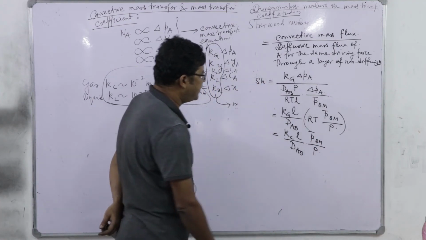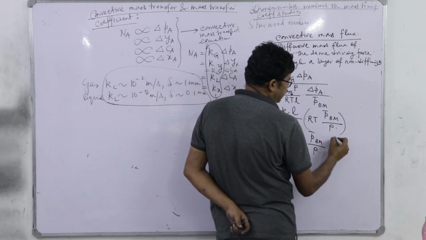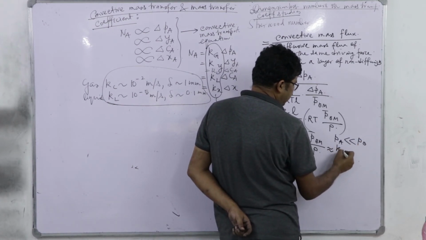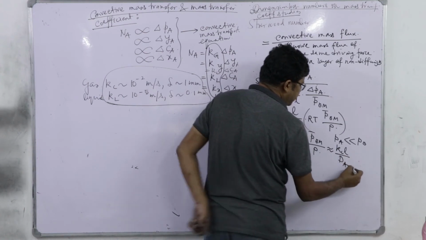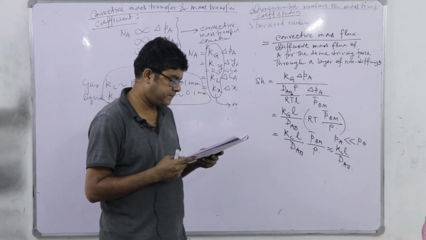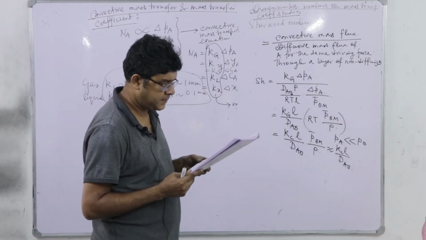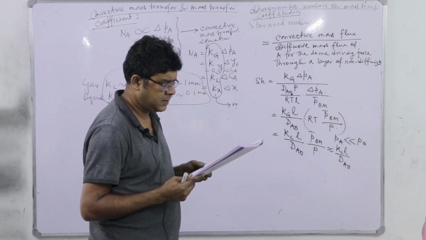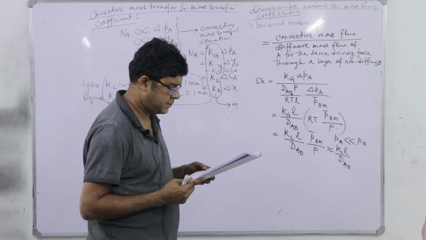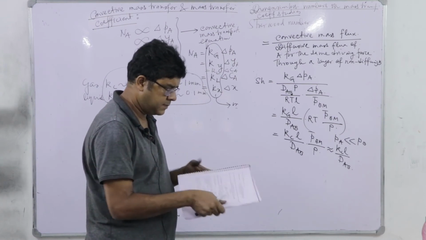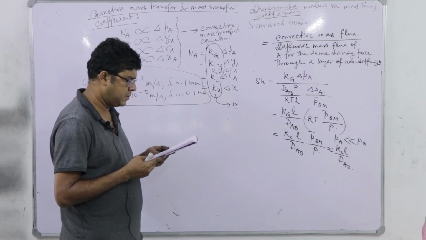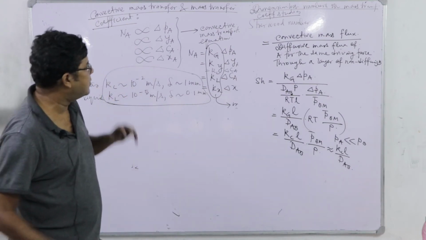Right. And in case of a dilute solution, as Pa is much lower than Pb, you can approximate it as Kc into L divided by DAB. So, that is the reduced form of Sherwood number expression, right. So, that is about the dependent variable group.